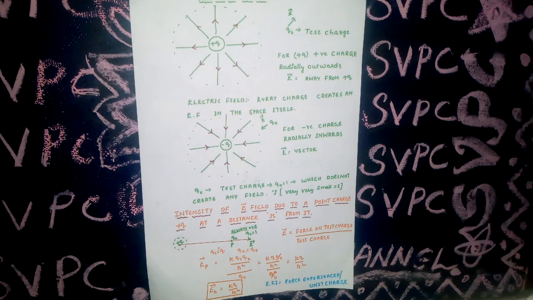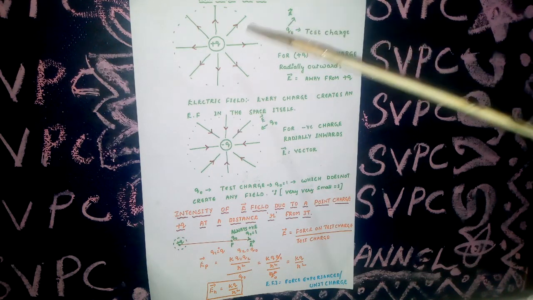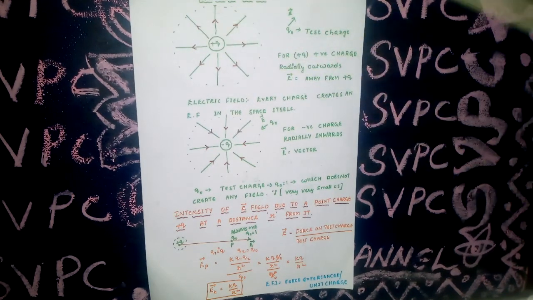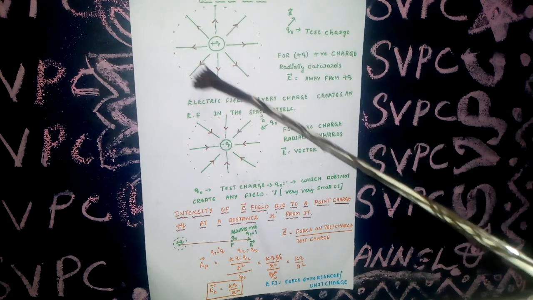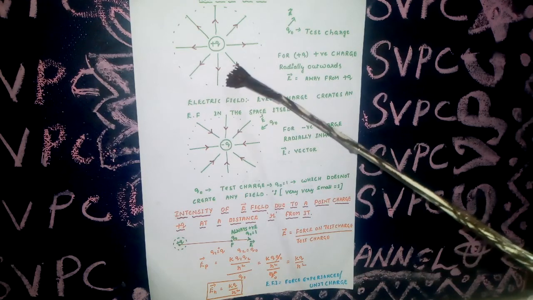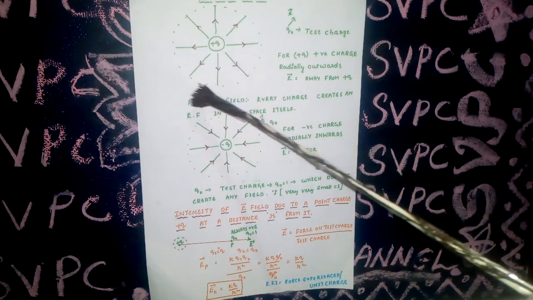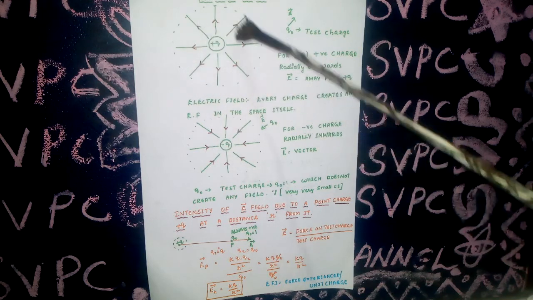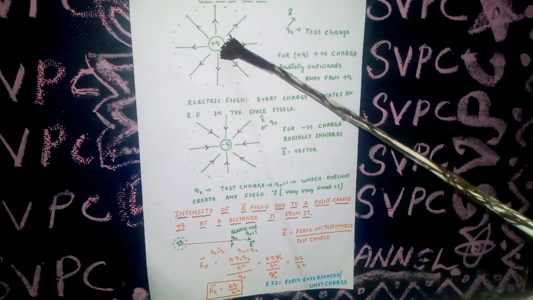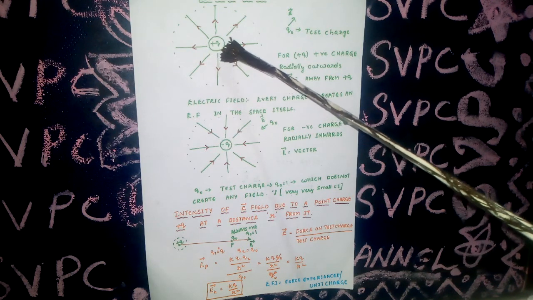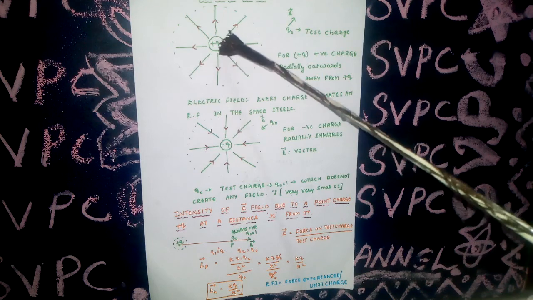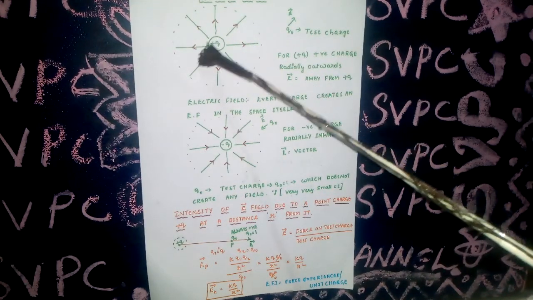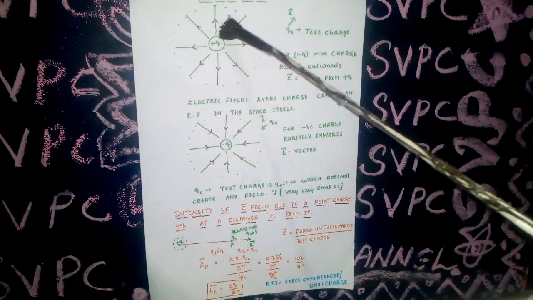Suppose I have taken one diagram here. Here I have considered one positive charge plus Q. Around that positive plus Q charge, I have taken imaginary lines. These are imaginary lines. If a field is created around the charge, the field will be like this. Always from the positive charge, the field force originates. So only I have given outward direction.